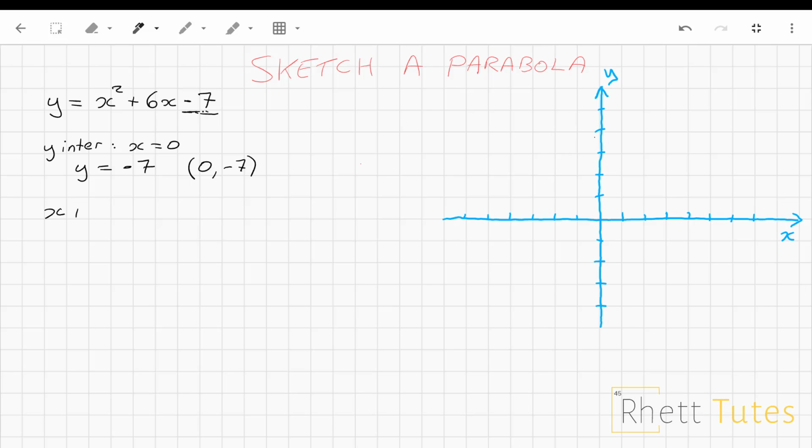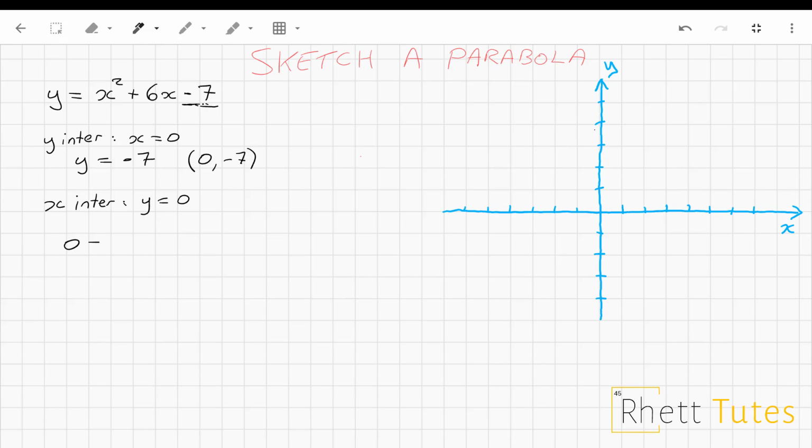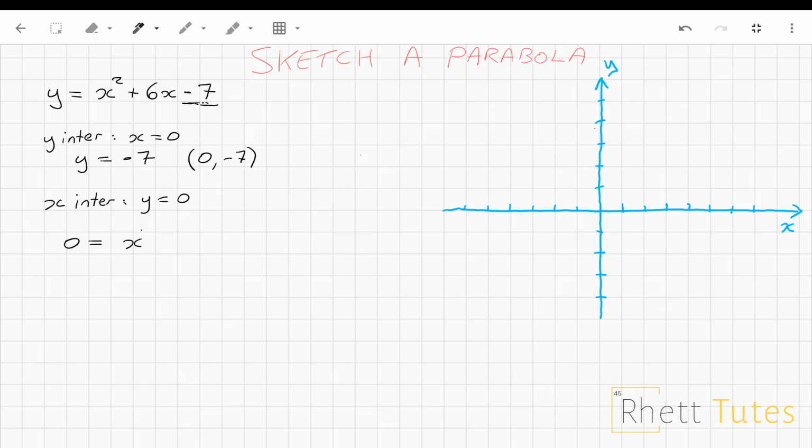For the x-intercept, this time we're going to substitute y equals 0. And so you're going to solve this equation: 0 is equal to x squared plus 6x minus 7. Now in order to solve this, we need to factorize the equation. So to do this, I think of two numbers which multiply to give -7 at the end, and add together to give +6. Otherwise known as a diamond method.